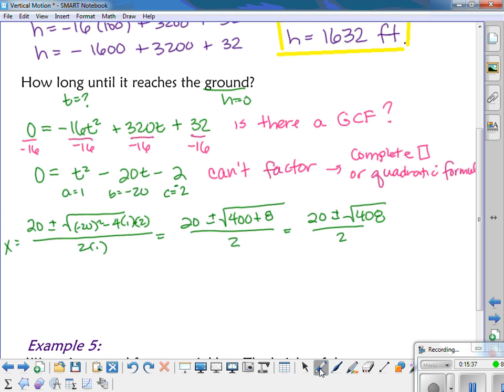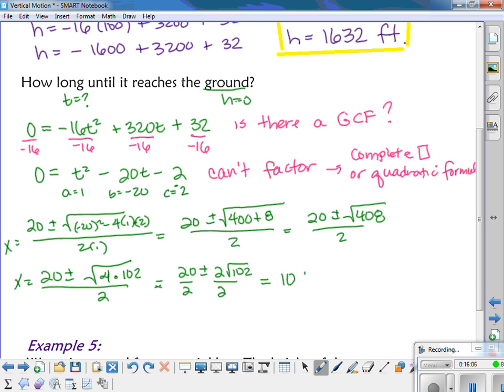All right, so 408, I can tell that 4 will go into it. So that's 4 times 102. So when I simplify it, I have 2 times the square root of 102, and then it's all over 2, so I can actually just divide each of them by 2. And so then that is 10 plus or minus the square root of 102.